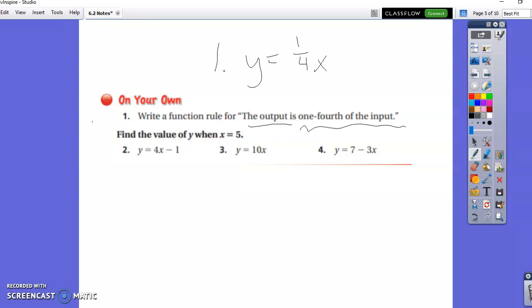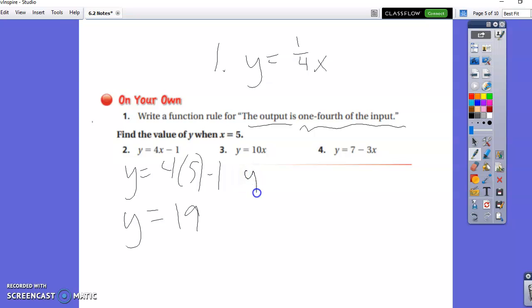Numbers 2, 3, and 4 say find the value of y when x equals 5. So I'm just plugging 5 in for x. On number 2, I have y equals 4 times 5 minus 1. Well, 4 times 5 is 20. 20 minus 1 would be 19.